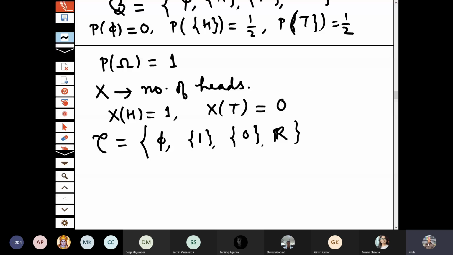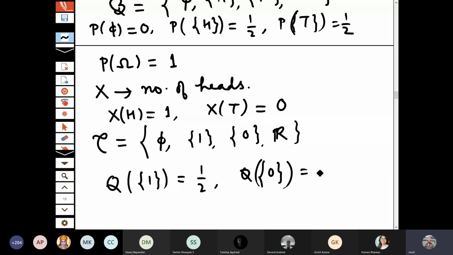And we have assigned the probabilities. What is Q of 1? That is half. Q of 0, that is half. And of course, Q of phi remains 0 and Q of R will remain 1. Okay, that I don't have to write.